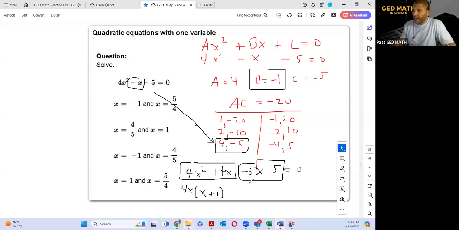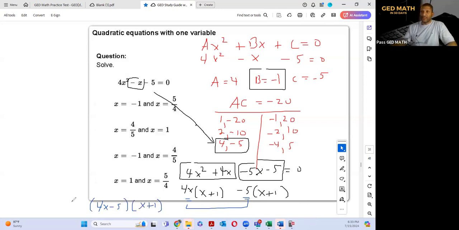Here, I'm going to pull out a negative 5. And I'm going to get x plus 1. So now they share a factor of x plus 1. Now I can combine these two terms. So I get 4x minus 5 times x plus 1. This is factored, but they're asking me to solve it, so I'm still not done.